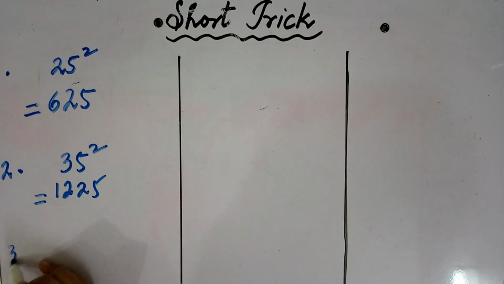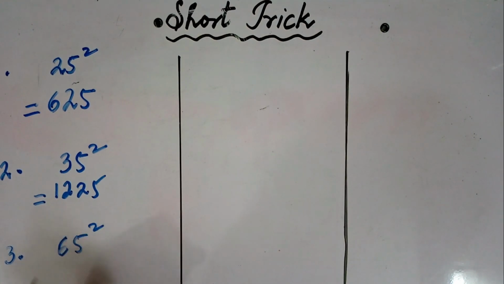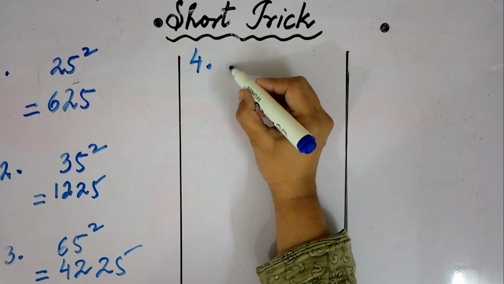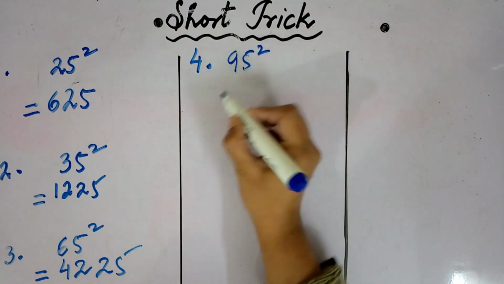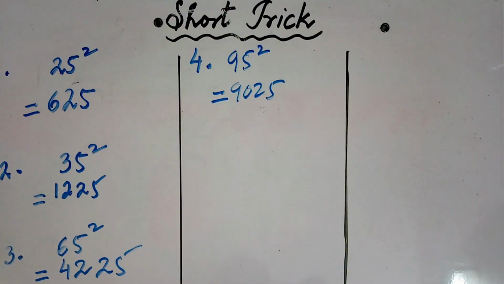Got it? Now number 3, I am taking 65. What would be your answer? You will do the same. 6 7s are 42 and this is 25. This is your answer. Isn't it a fun trick? Now go to number 4. Let's take bigger numbers. 95 square. What will you do here? 9 10s are 90, 25. This is your answer. 9025. Got it? Is it clear to all of you?